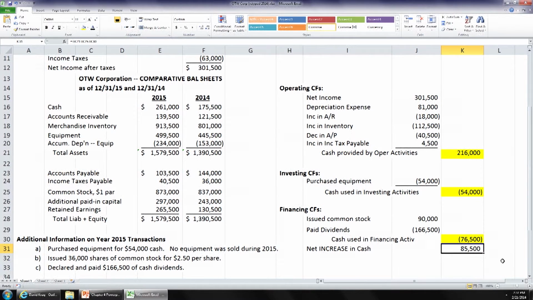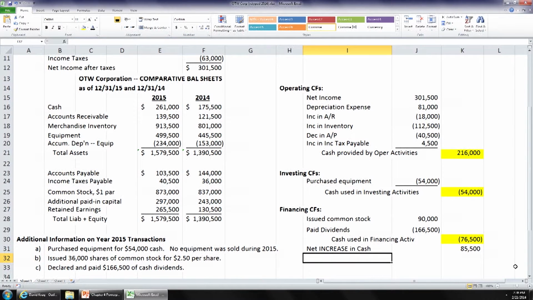I'll give you a hint. The answer is yes. How could we know if that number is right? Take a look at the balance sheet. It's right there. Did, in fact, the cash increase by 85.5? Yes, it did. That's good. Now, I'm going to show you something really cool here, but I want to finish this out.